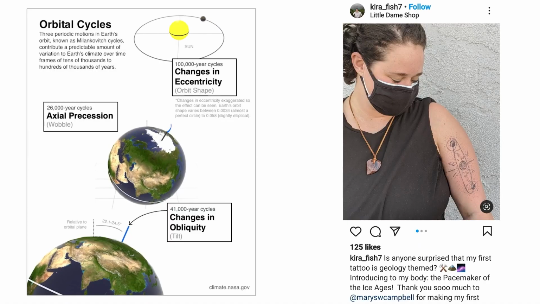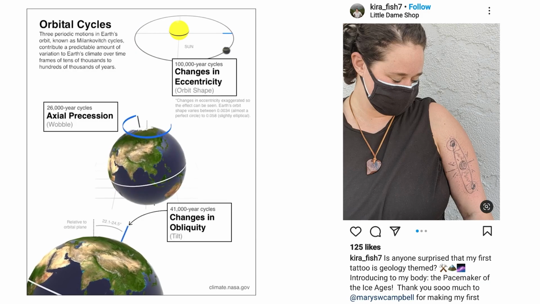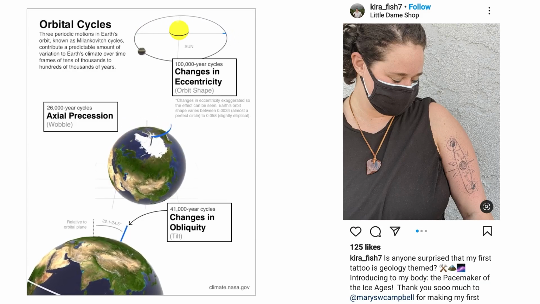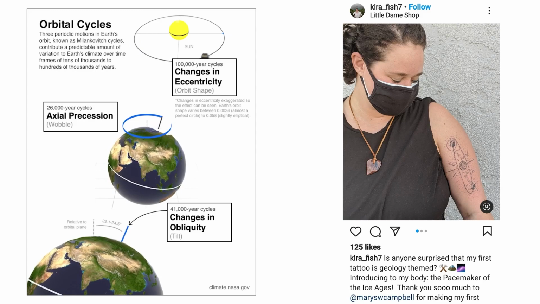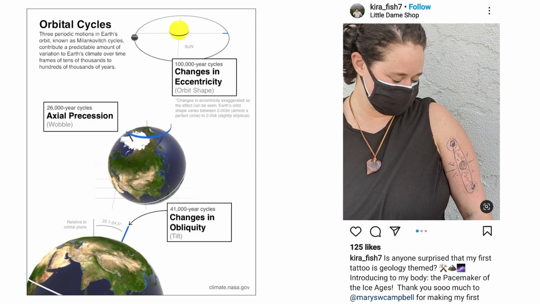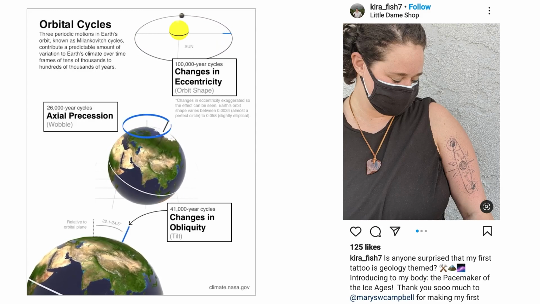Okay, so I leave this up here for you to study from. This is just a summary of the three orbital cycles. And then over there on the right, I've got someone who looks like they got a tattoo of the Milankovitch cycles, which seems a little crazy.